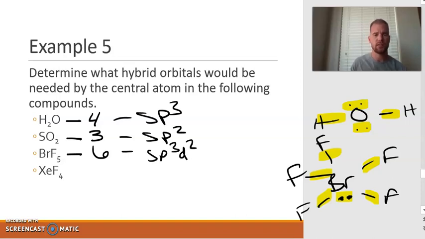And notice that the numbers are written as superscripts. Sometimes students write them as subscripts. No, we write them as superscripts, or exponents if you think about it like that. And then finally, XeF4. If you take a look at that Lewis dot structure that you drew earlier, how many electron domains does that molecule have? That has 6 as well. So once again, it's going to need sp3d2.